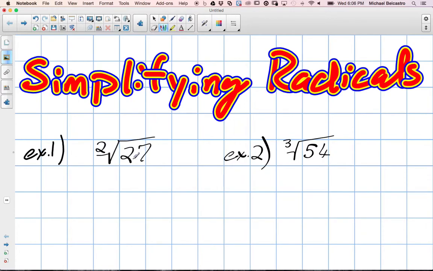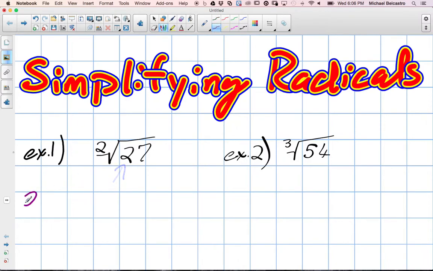So the square root of 27. I can quickly think about this: what numbers fall around that? We know 5 squared is 25, and 6 squared is 36. So it's a number in between that's going to be some decimal, not a whole number. So what we can do is look for factors of 27 that are perfect squares. In other words, you can square root them and get whole numbers.